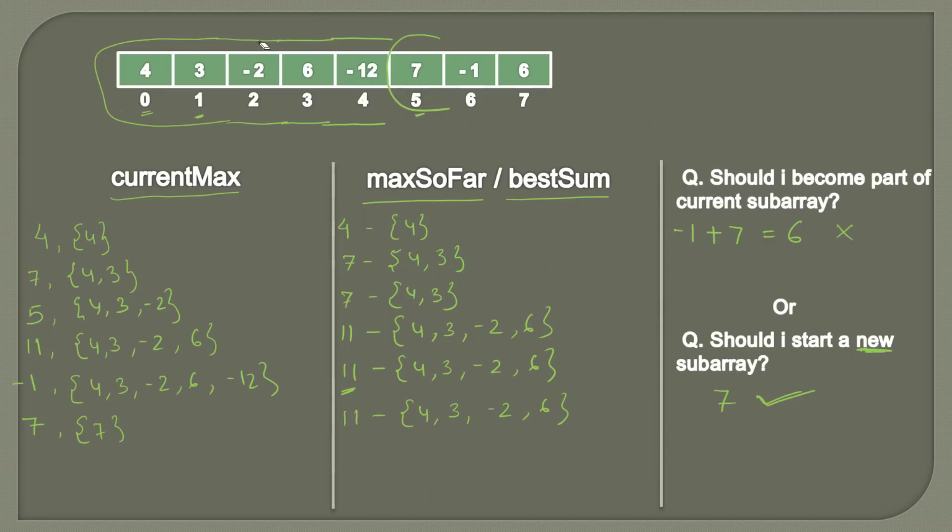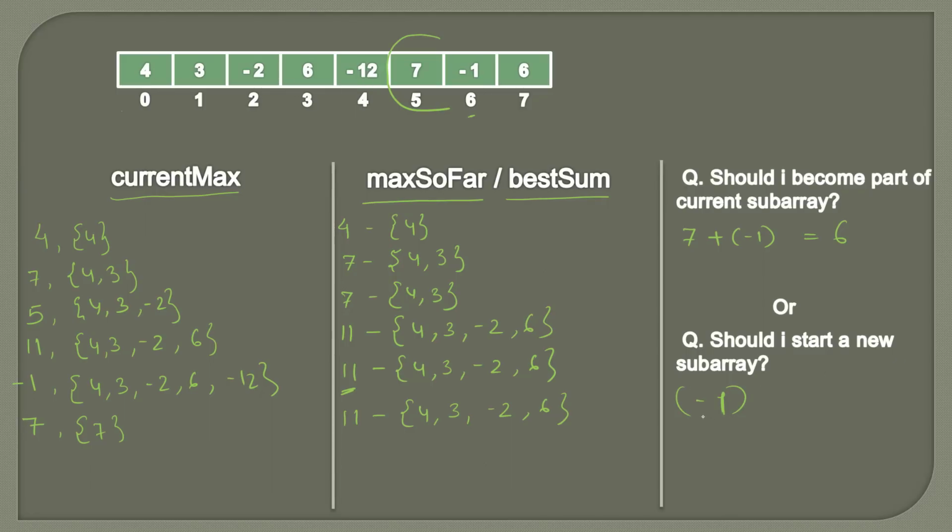So now this subarray is actually discarded and a new subarray will start from 7. So now we encounter -1. So -1 decides that okay, should I become part of the current subarray? So 7 plus -1 will give 6. Or should I start my own subarray? So the sum will be -1.